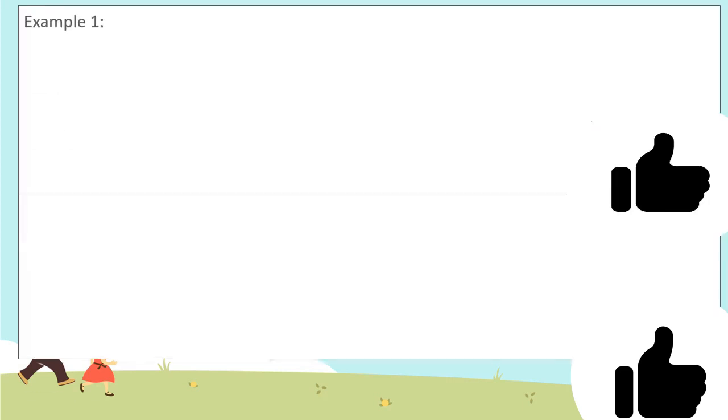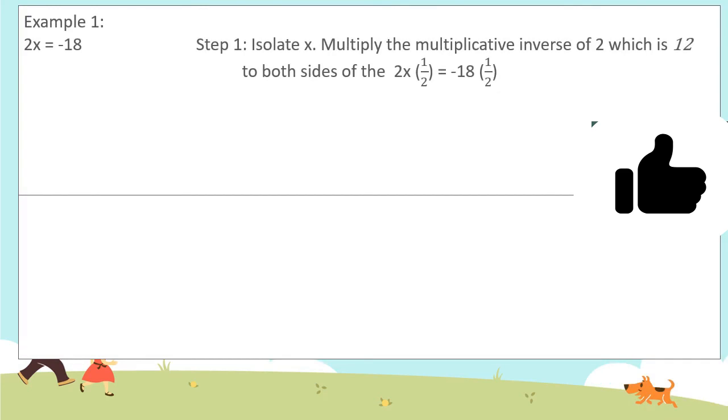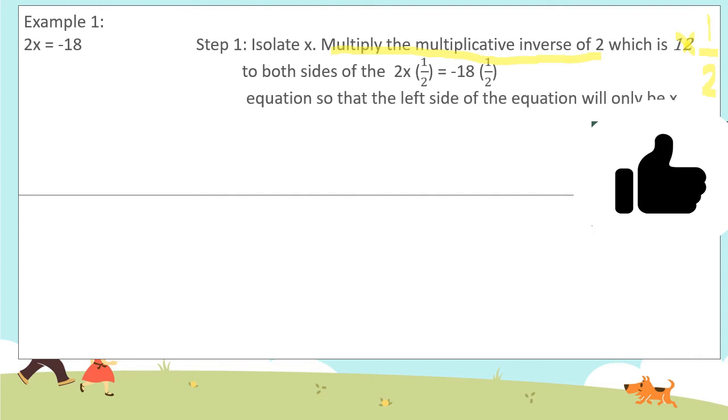I will give you an example for that. 2x is equal to negative 18. To isolate x, multiply by the multiplicative inverse of 2. That will be 1 over 2. Sorry, this is not 12. It is 1 over 2. We multiply both sides of the equation by 1 over 2: 2x times 1 over 2 is equal to negative 18 times 1 over 2, so that the left side of the equation will be only x. So 2x over 1 times 1 over 2 is equal to negative 18 over 1 times 1 over 2.